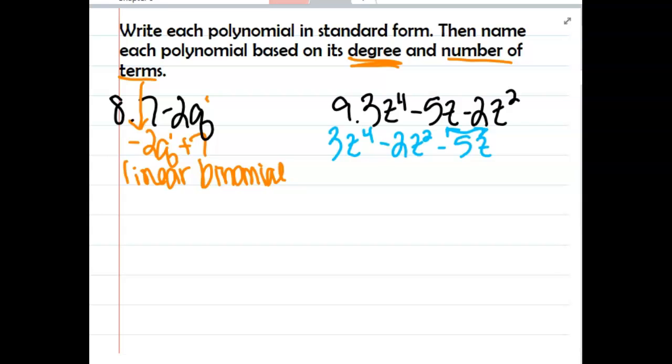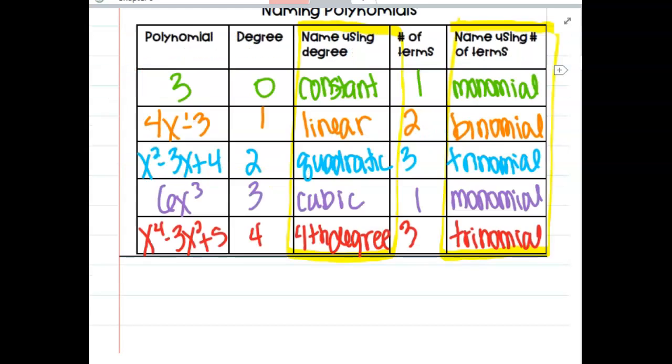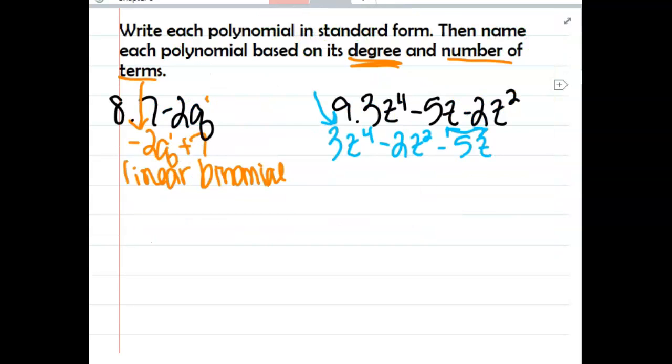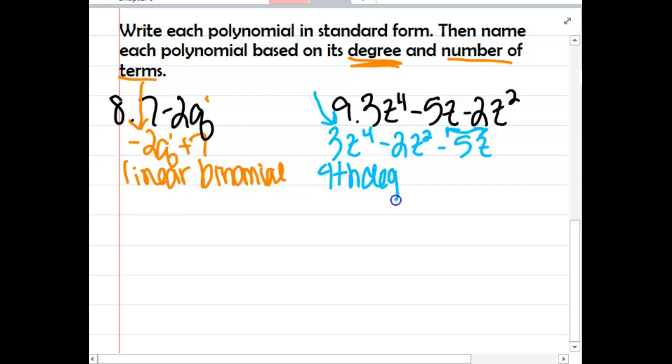Now we're going to name it based on its degree. Remember, once you write it in standard form, to find the degree of the polynomial, just look at the first term, 3z to the 4th. What's the degree of 3z to the 4th? 4, yeah. So you're going to go back to your table. The degree is 4. Remember, anything above 3, you're just going to call it a 4th degree. If it was a 5, you'd call it a 5th degree. So we're going to call this a 4th degree.